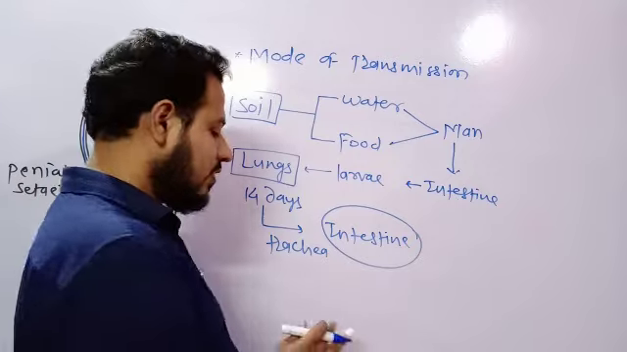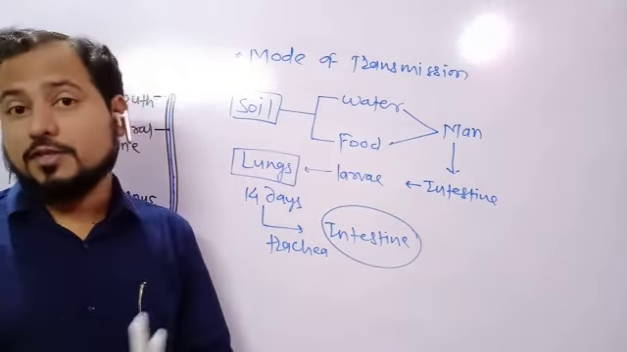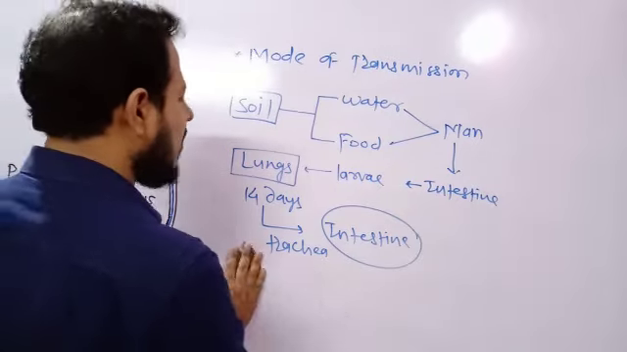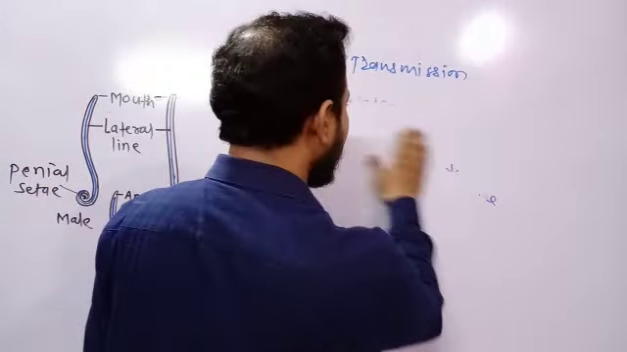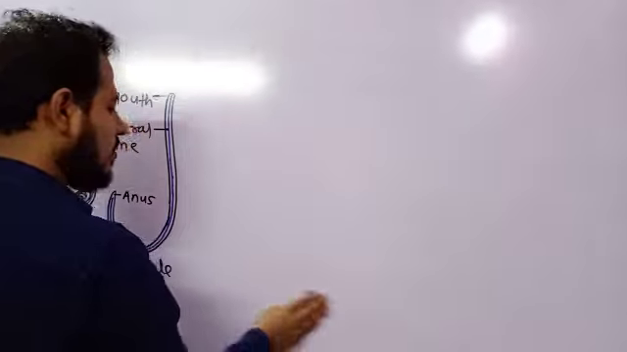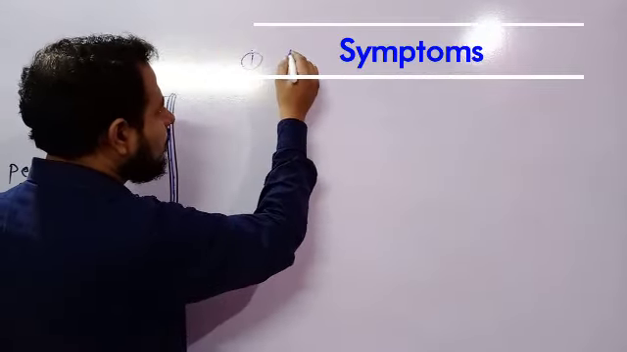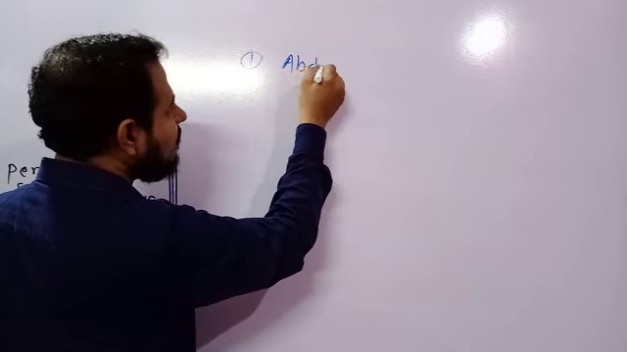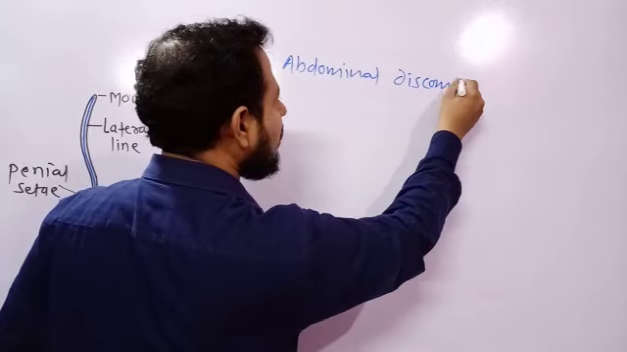Now let us discuss their prominent features or symptoms one by one. They target the lungs as well as the intestine. On maturity, they dwell in the intestine, of course. Symptoms of Ascariasis include abdominal discomfort. That is the major symptom.